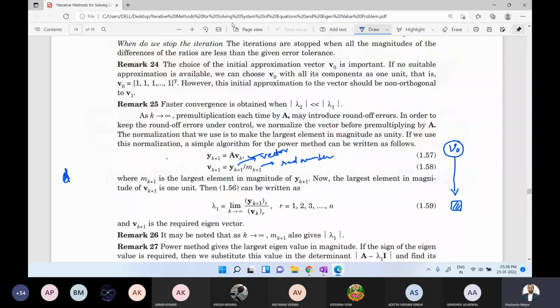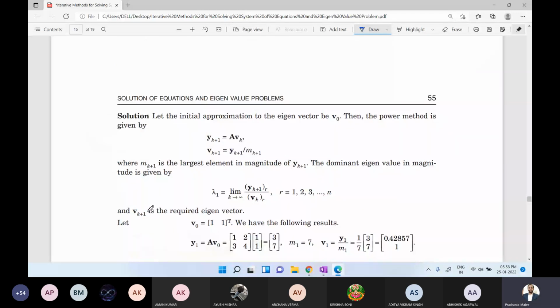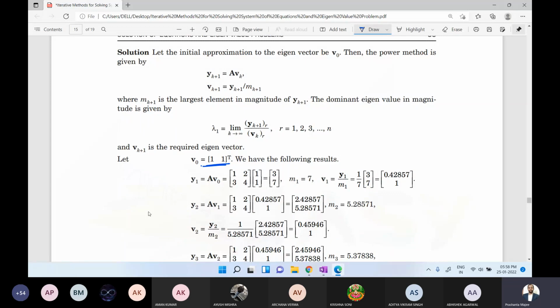So you see this technique in this example. Here 1 1 has been chosen as the initial guess. So what is y1? Y1 is the pre-multiplication of the vector by the matrix A. So 1 2 3 4 into 1 1. So this is 3, 7. So this is y1. From y1 we have to find v1. V1 is nothing but y1 by m1. What is m1? M1 is the largest element in y1. What is the largest element in y1, 3 or 7? 7. That is why m1 is 7.